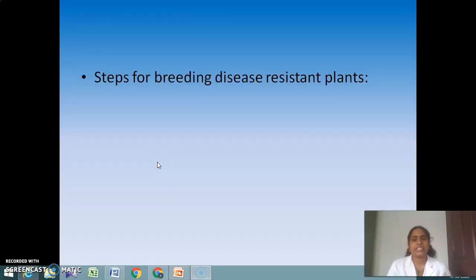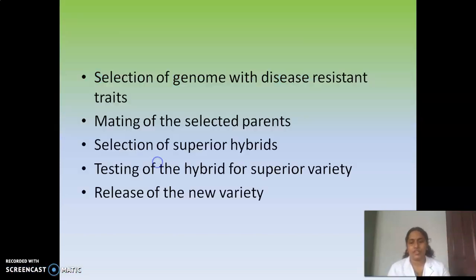The first topic, steps for breeding disease resistant plant. In the last class we discussed the steps for plant breeding. Do you remember the steps? The same steps we can write here, but while you are writing, in the first step you have to mention, we have to select parents with disease resistant trait or disease resistant gene. Clear?